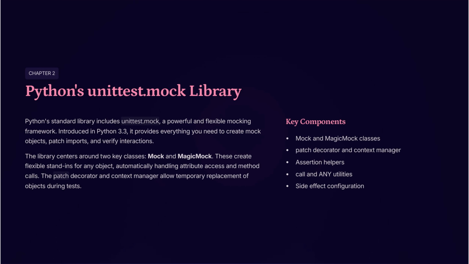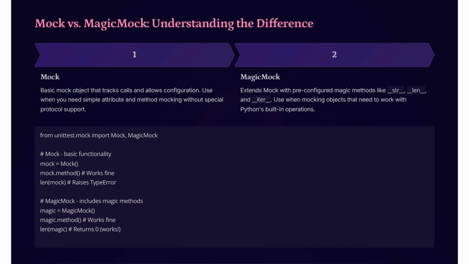Python's unittest.mock library, introduced in Python 3.3, is a robust framework for creating mock objects. It features Mock and MagicMock classes, which handle attribute access and method calls. The patch decorator and context manager enable temporary object replacement during tests, while assertion helpers and utilities like call and any enhance test verification.